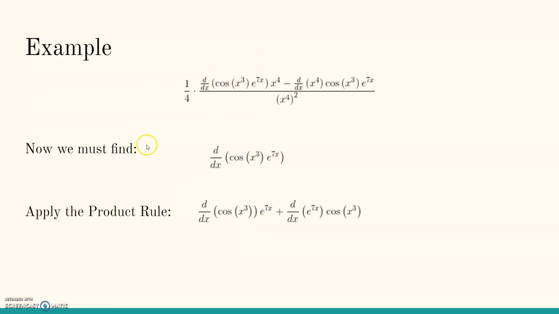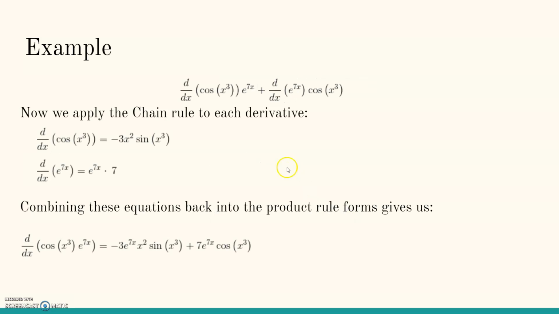Now we have this whole thing right here, the derivative of cosine x to the third e to the 7x. As you may see, these are two different functions, so we're going to use product rule. You have the derivative of cosine x to the third times regular e to the 7x, then the derivative of e to the 7x times cosine x to the third. These are both chain rule problems, so we apply the chain rule to each.